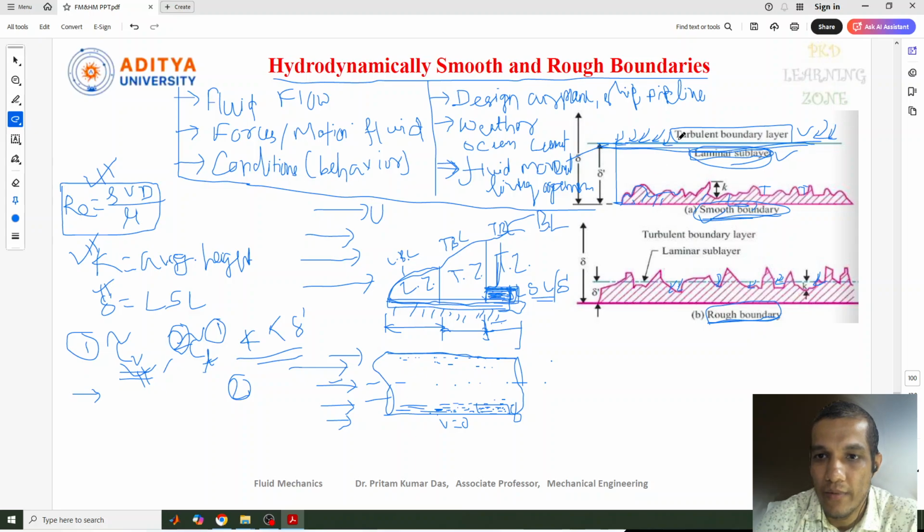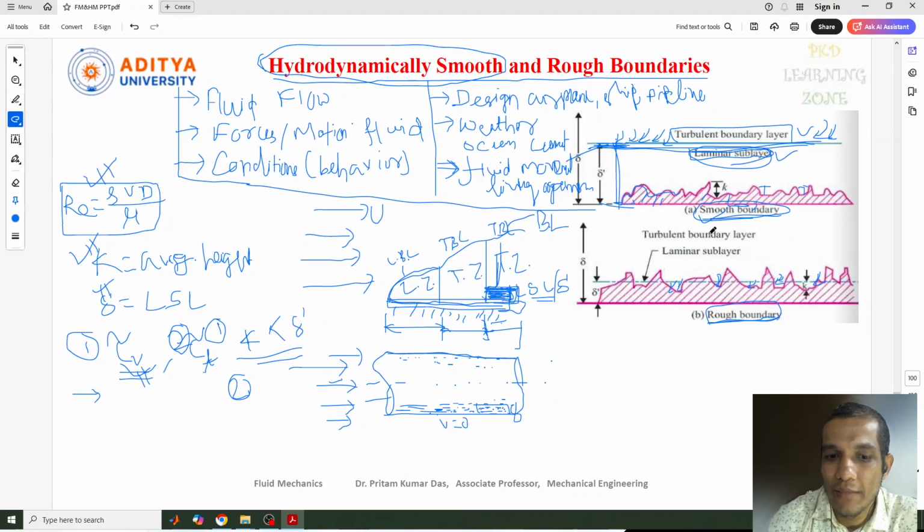But though this is a laminar sublayer, the eddies will be above it, in the turbulent boundary layer. Due to the thickness of this laminar sublayer, the eddies are not able to reach the irregular surface. It acts like a cover, so the boundary behaves as a smooth boundary. This is called the hydrodynamically smooth boundary. This is the first one. I hope you understand this.